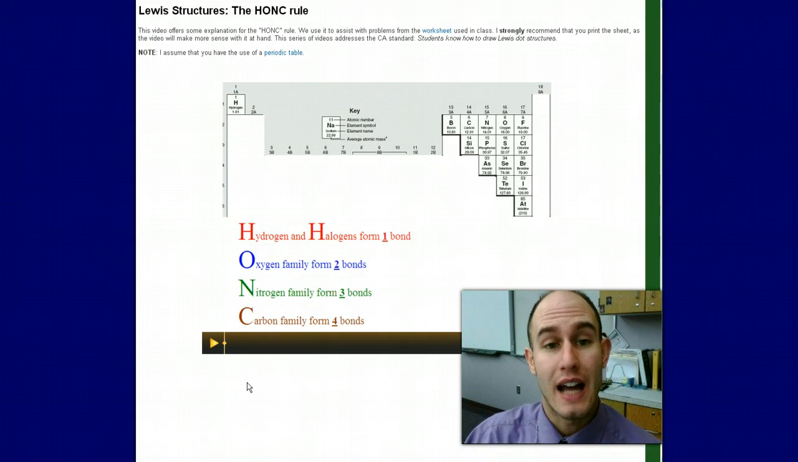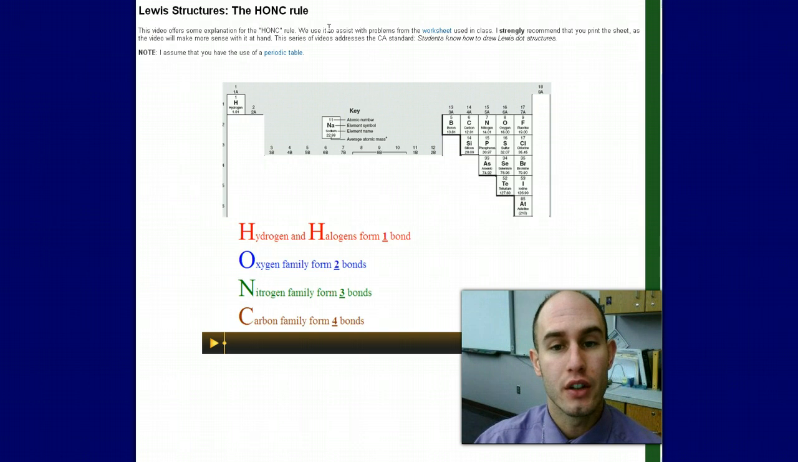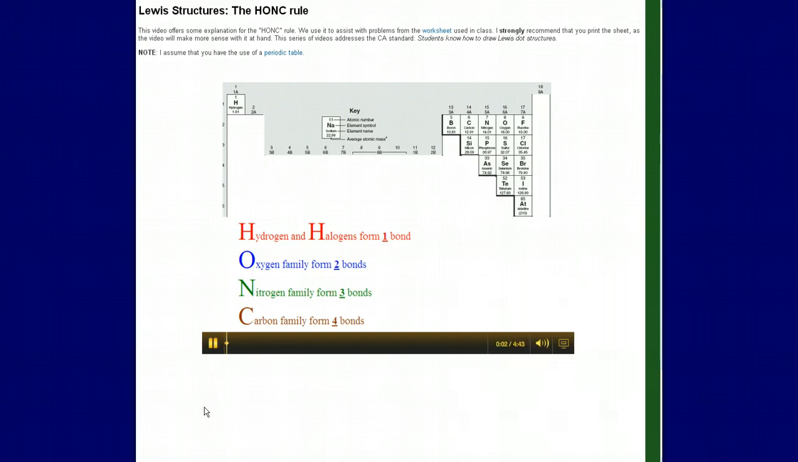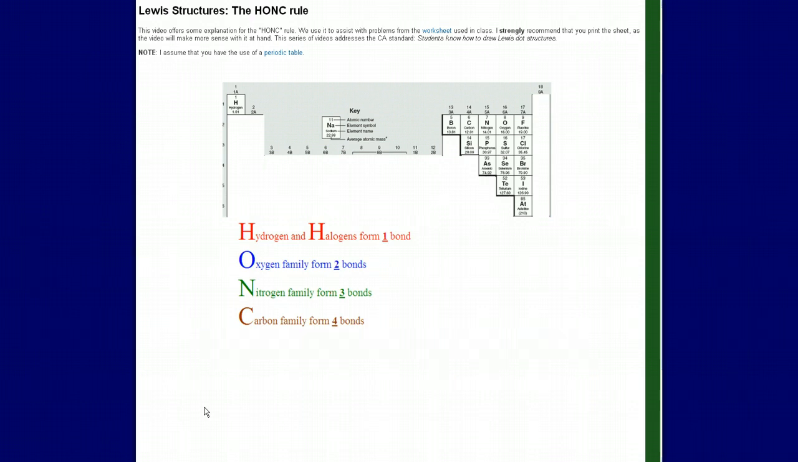What I'd like to do right now is take a short time to watch this video that explains this HONC rule. And it's a rule that we can use to help with writing Lewis dot structures and drawing them, and it really makes sense. When drawing Lewis structures, we rely in large part on the octet rule, but I also find it useful to teach students the HONC rule.